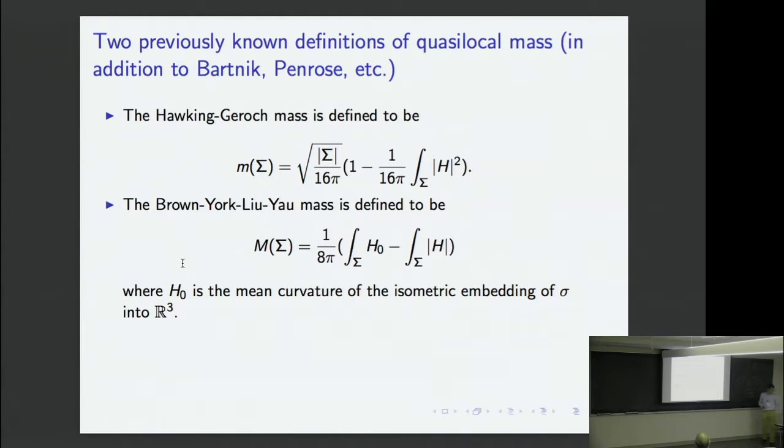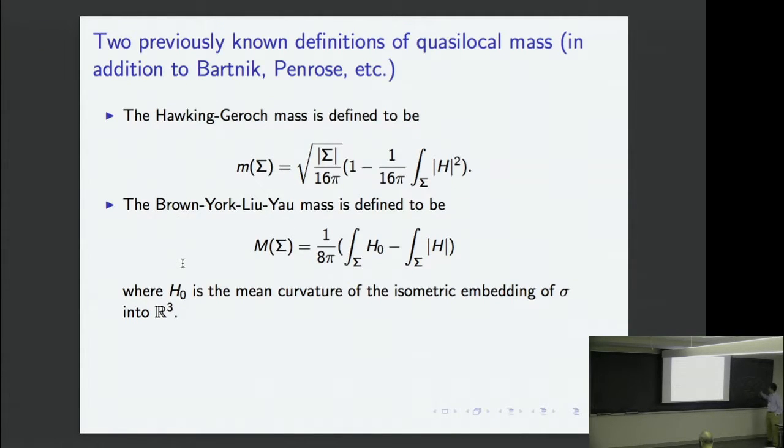There's also this one, first defined by Brown and York, and then modified by Liu and Yau. So this is the Brown-York-Liu-Yau mass. It is defined in the following way: it's 1 over 4 pi. You can see that this part here is basically the integral of the mean curvature, but we have a square here, and this is linear in the mean curvature vector norm. There's also this first term here, which is the reference term. This reference term is the mean curvature of the isometric embedding of sigma into R3.